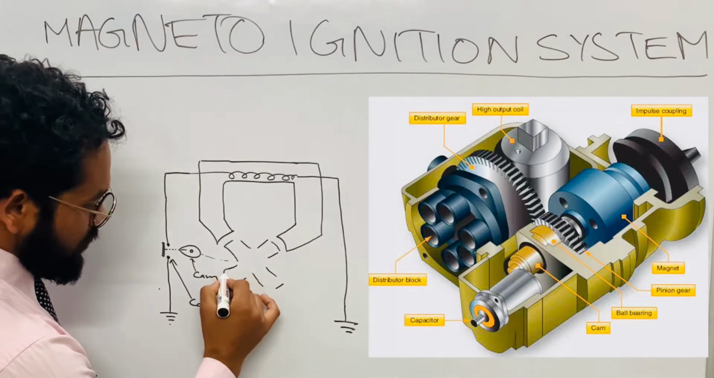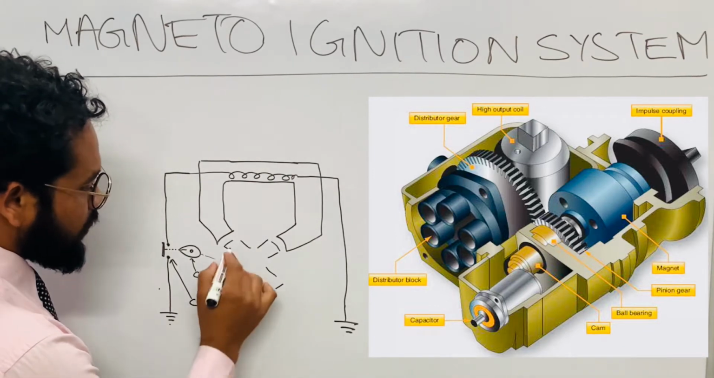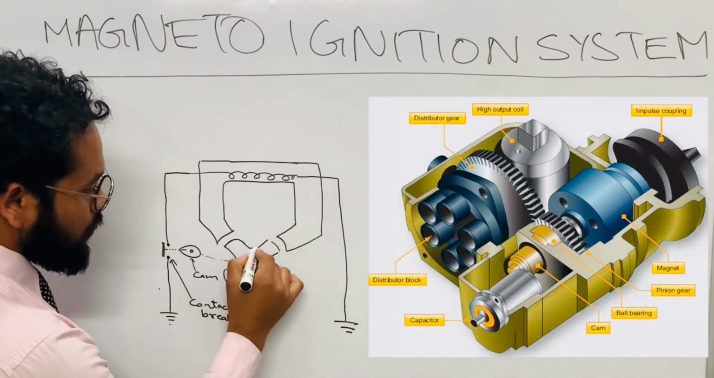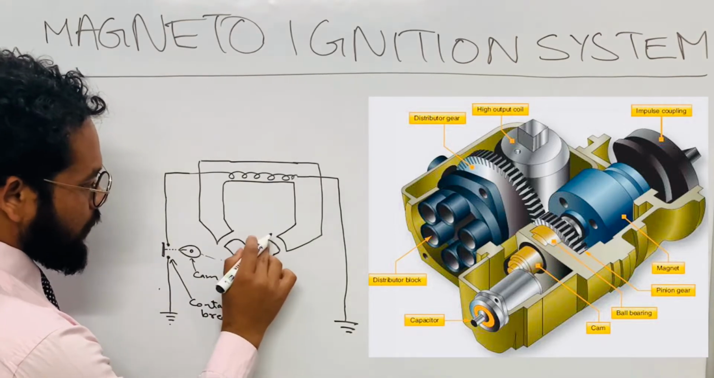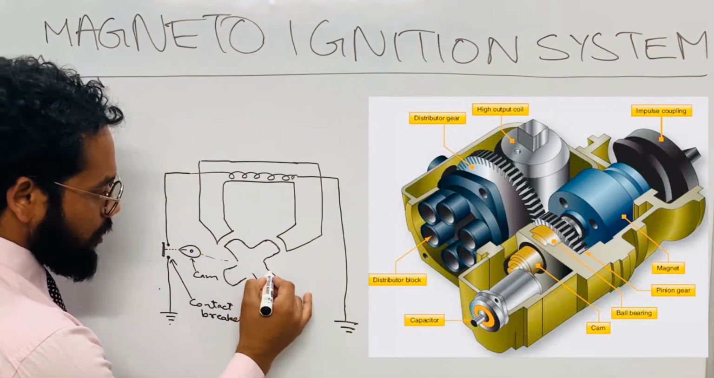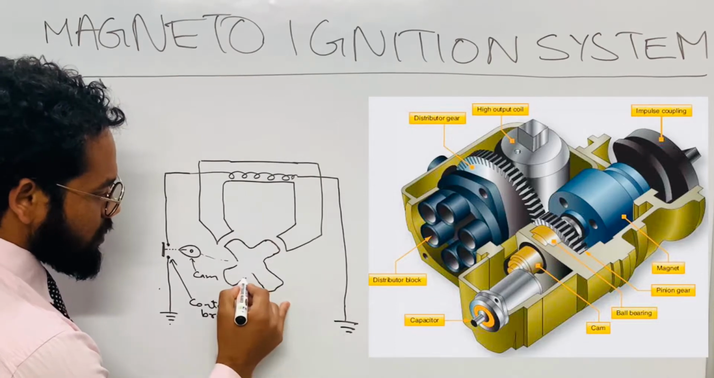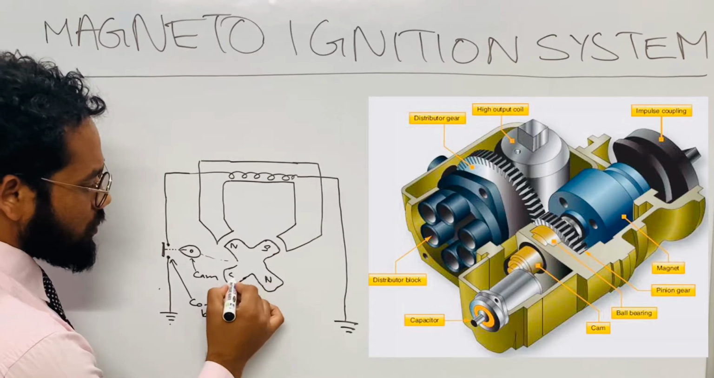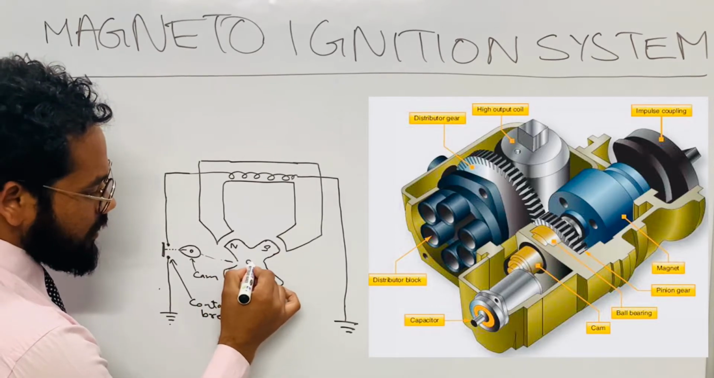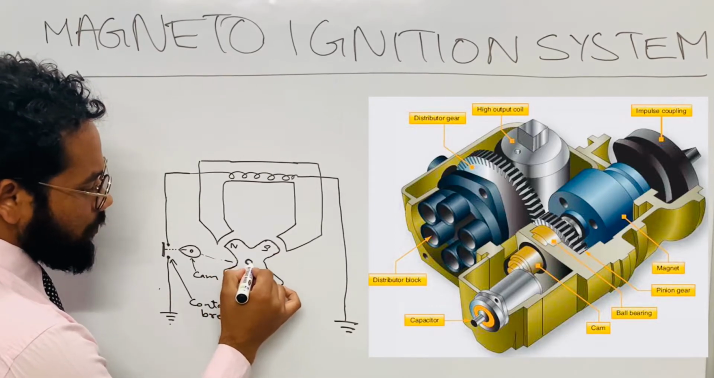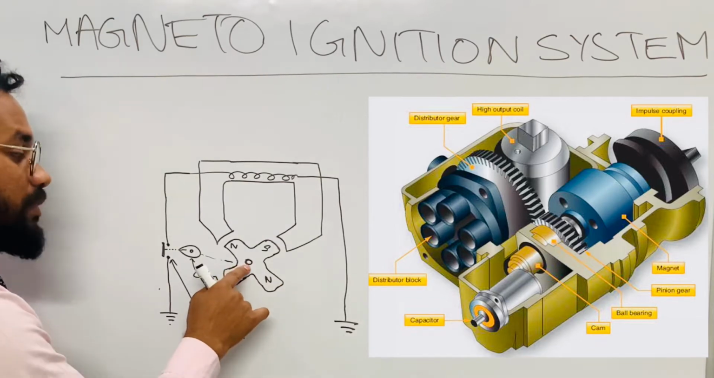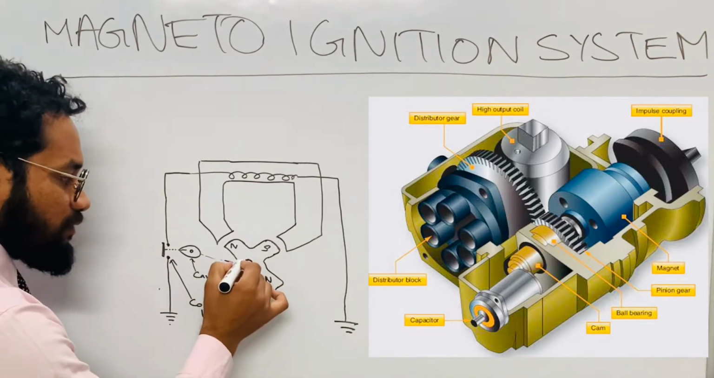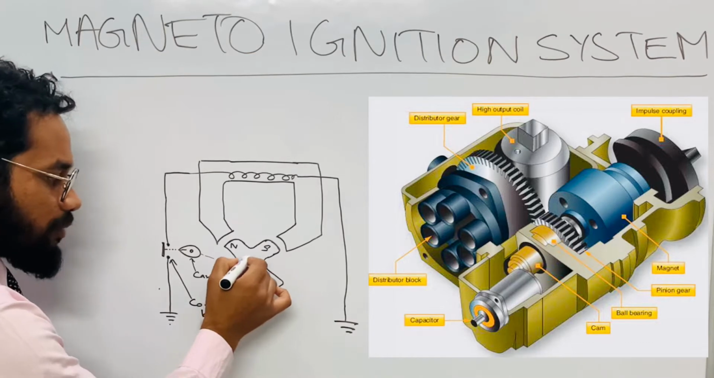I'll just finish drawing this permanent magnet. This is the permanent magnet, which has north and south poles. Suppose this is north, this is south. This is the center of the permanent magnet, and this center is basically coupled to a drive shaft, which I am not drawing here.